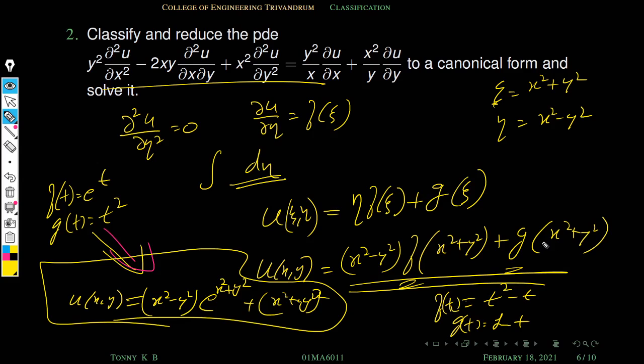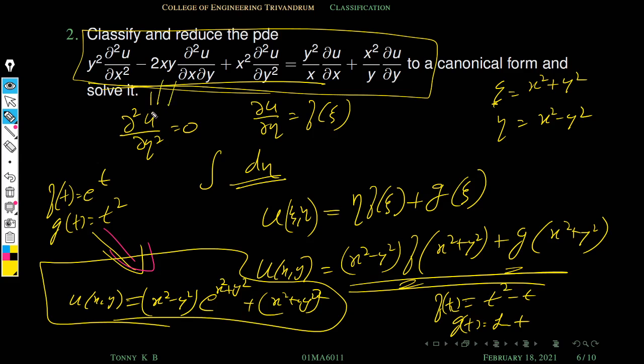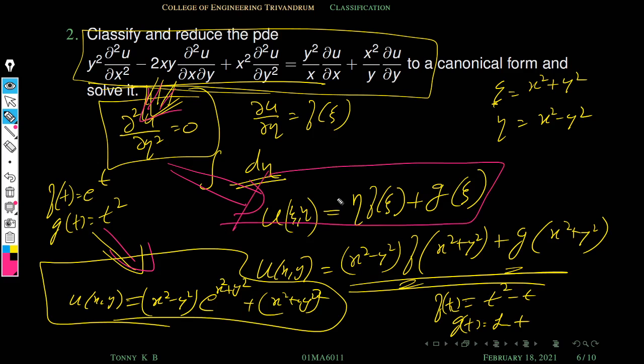Actually this PDE is not easy to solve. It is not directly solvable, but using the canonical form we get a very simple canonical form, and this canonical form is solvable. By solving this canonical form we get a solution like this. And next, by resubstituting the values of psi and eta, we get the solution in terms of x and y.